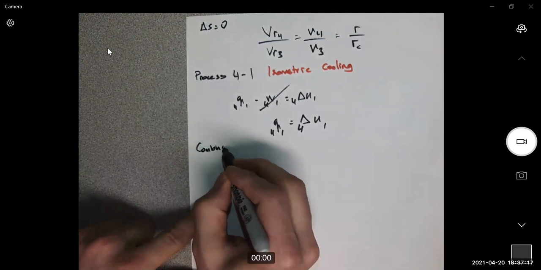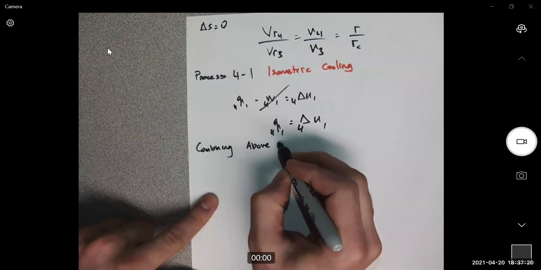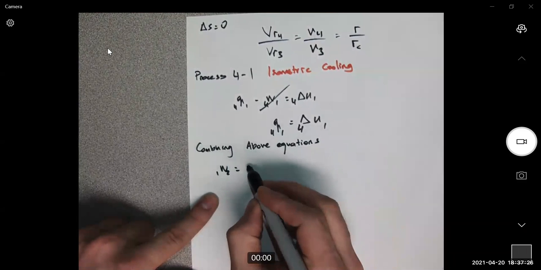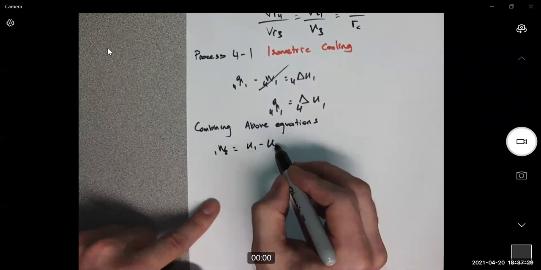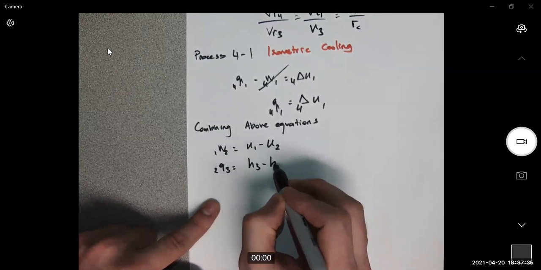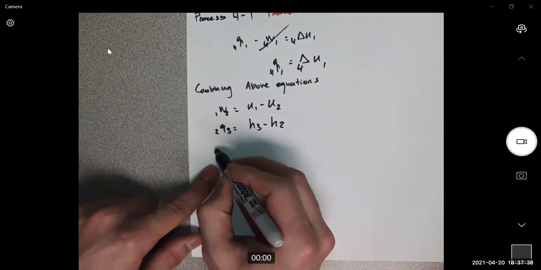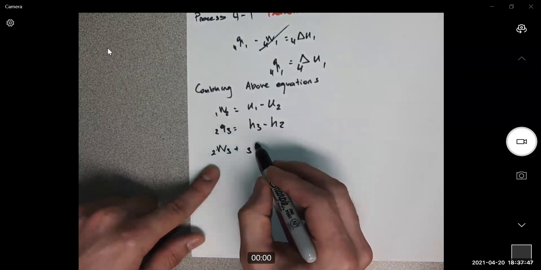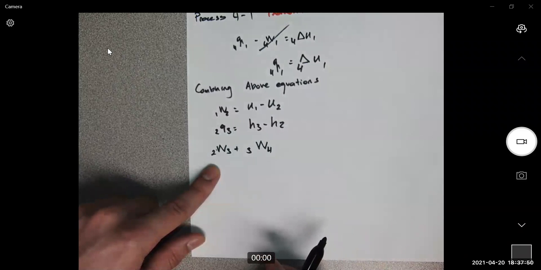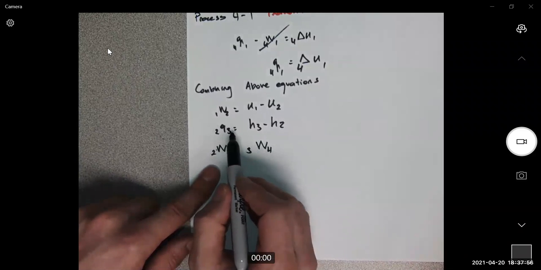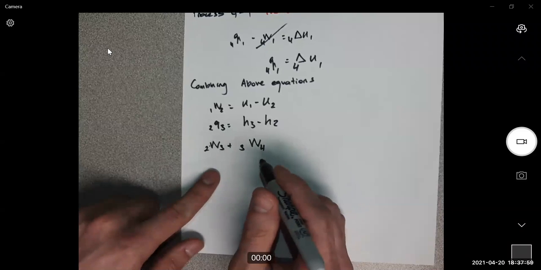Combining the above equations. Work from state 1 to state 2 will be U1 minus U2. Q from state 2 to state 3 minus U2, work from state 2 to state 3 plus work from state 3 to state 4. Remember, we produce work while we are getting heat. So we have additional work from state 2 to state 3 now in a diesel cycle.